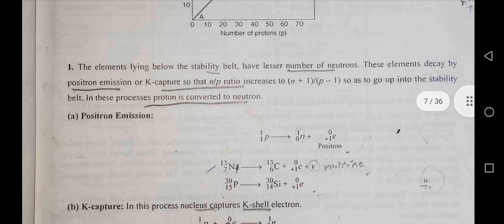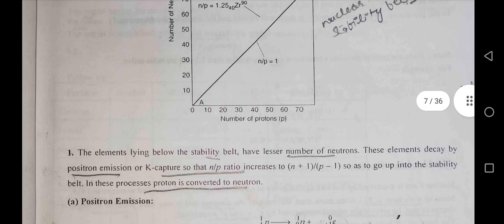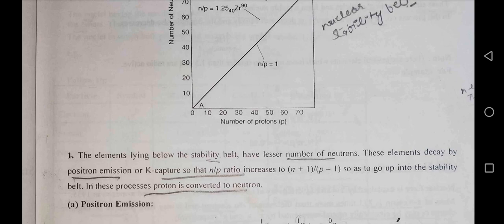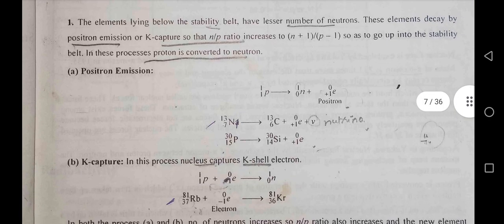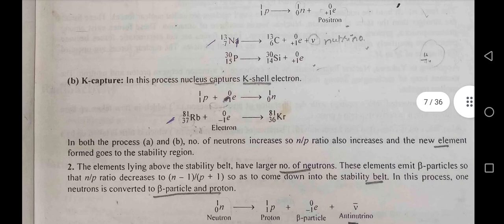The elements lying below the stability belt have fewer neutrons. These elements decay by positron emission or K capture so that the n/p ratio increases, so as to go up into the stability belt. In this process, a proton is converted to a neutron. Positron emission: 1p1 gives 0n1 plus +1e0. K capture: in this process the nucleus captures a K shell electron. 1p1 plus -1e0 gives 0n1.